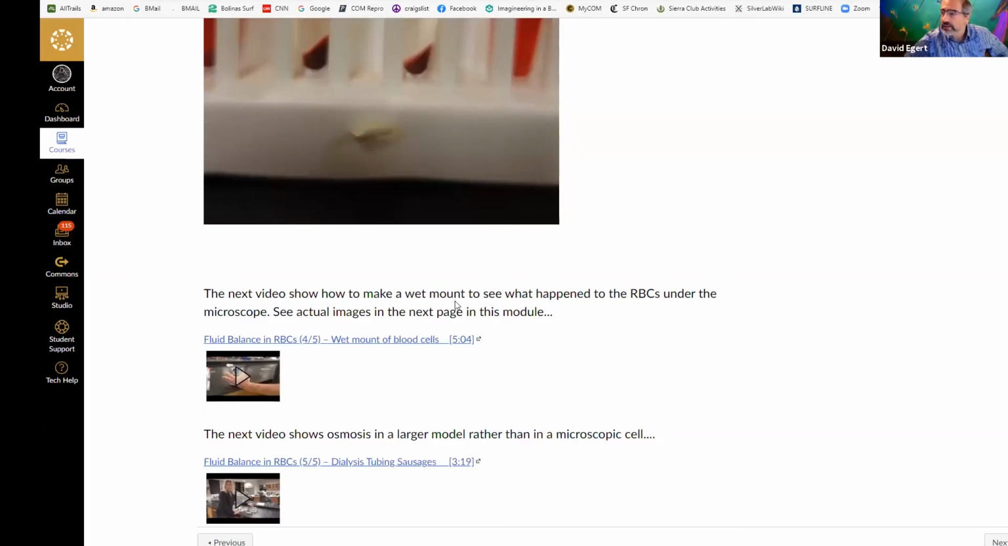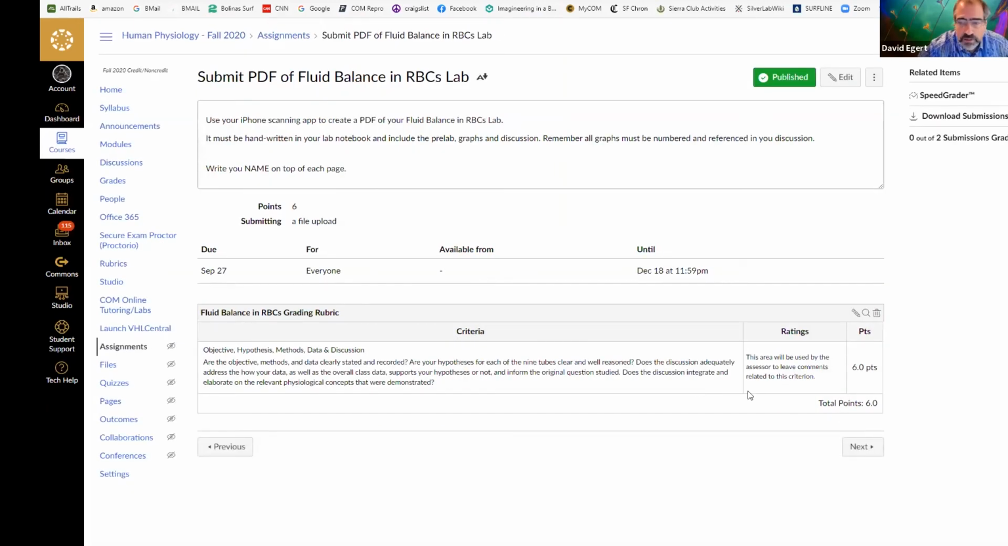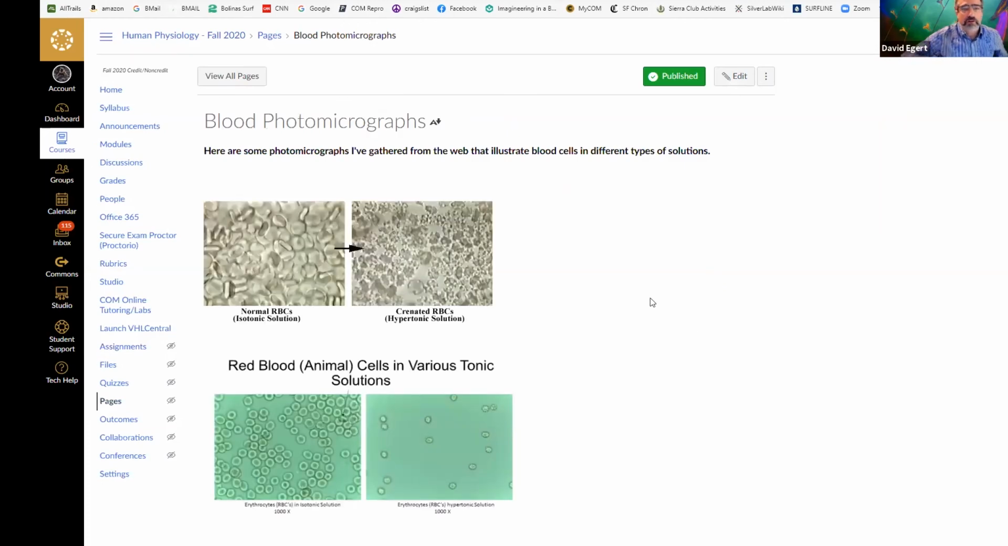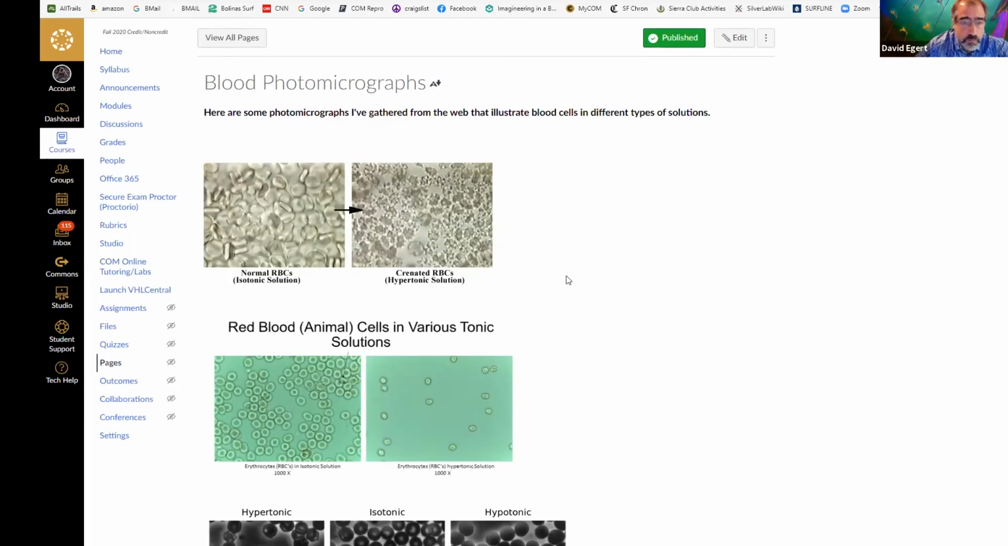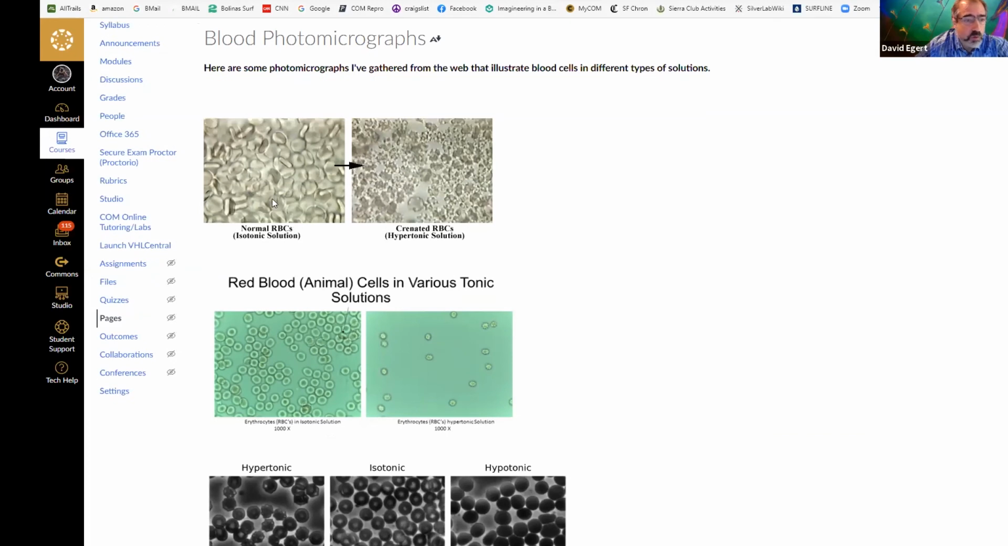So that is the basic way of making the wet mount. And then on the next module, the next part, well, let's just submit. Where did I put it? Here, blood photomicrographs. These are just things I found on the web, and these are just ways for you to get a sense. Normal RBCs, which of the test tubes would be isotonic?